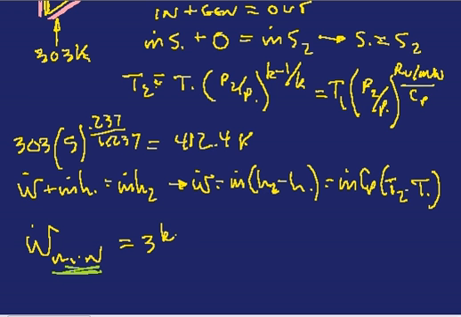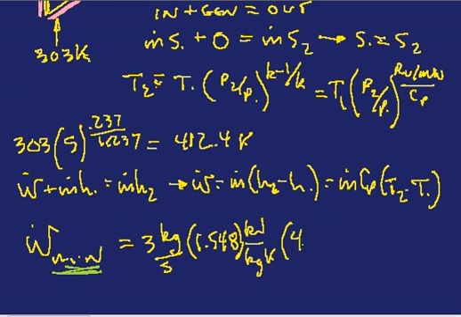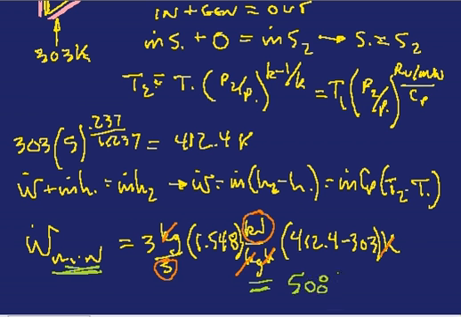I can put the units in here so you can see them. Per second times Cp, 1.548 kilojoules per kilogram K times 412.4 minus 303 K. And see, I can cancel my units. The Kelvins cancel, kilograms cancel. I wind up with kilojoules per second, which we know is a kilowatt. And this whole thing comes out to work min is 508 kilowatts.